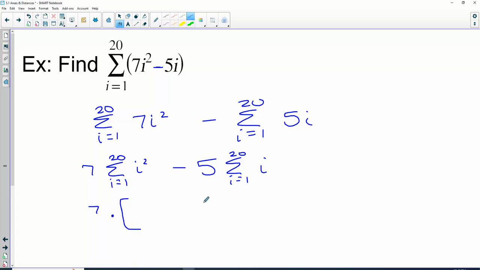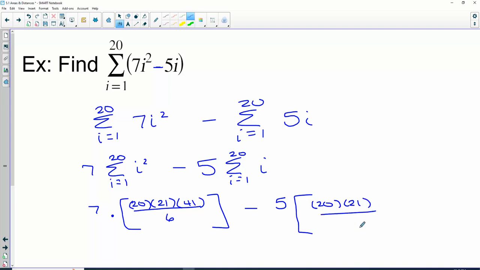So let's add up i squared. I squared is n, what's my n? 20. 20 times n plus 1 times 2n plus 1 over 6. You guys know how I'm getting the 20, 21, and 41. Minus 5 times, if I add up my i, that's n times n plus 1 over 2.